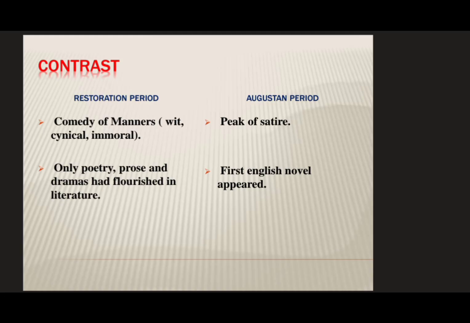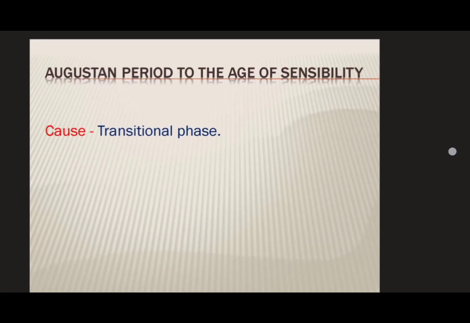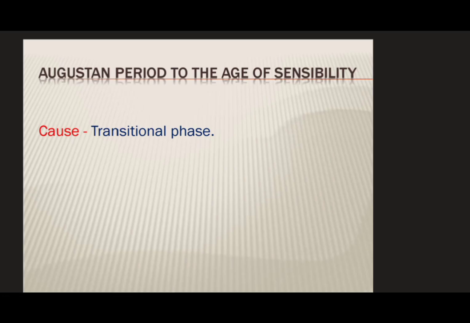After the Augustan period comes the age of sensibility, which we often call a transitional phase. Why is it called a transitional phase? Because people were shifting from order, law, and reason to emotion and imagination. They were now tired of this law, this refinement and order, and now they wanted to escape from the reality. So they wanted to talk more about emotions and imagination, escapism. So that is called a transitional phase.